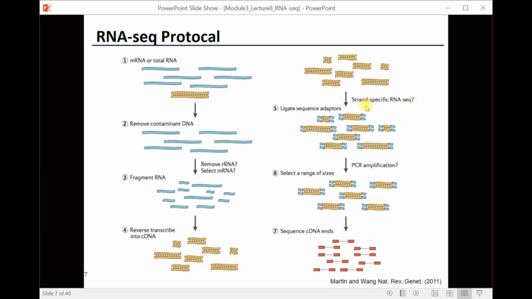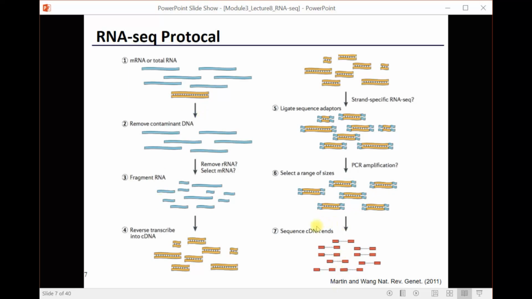Then we can use either a strand-specific RNA-seq kit or a non-specific RNA-seq kit to ligate the sequence adapters to both ends of the fragments. And then we can decide whether to use PCR amplification or not, depending on the initial amount of the RNA material. And then we can select a range of the size. Typically, it's from 200 base pairs to 400 base pairs for the fragments.